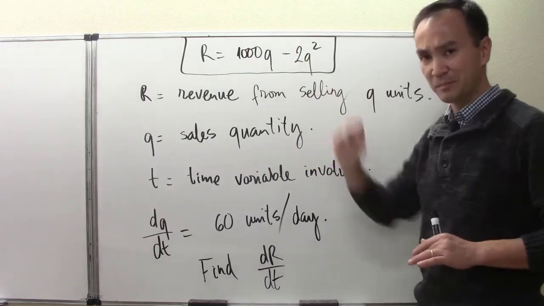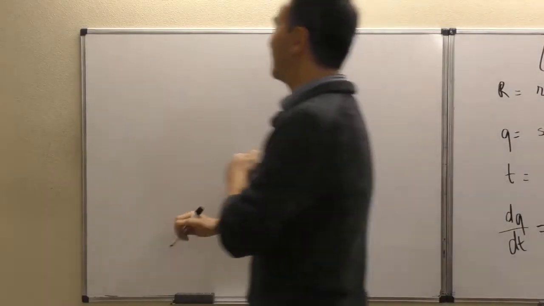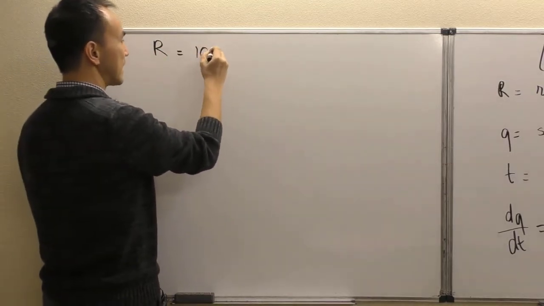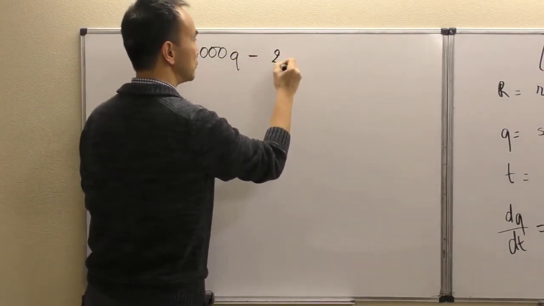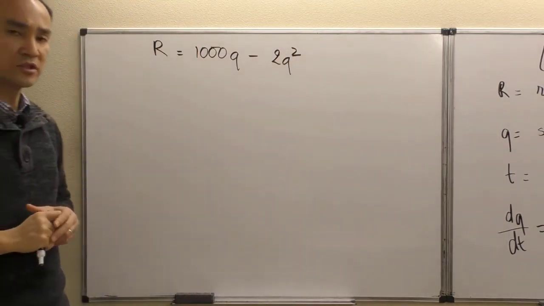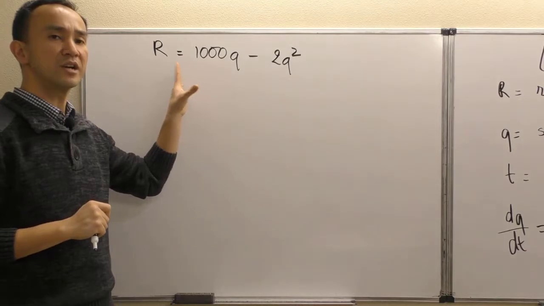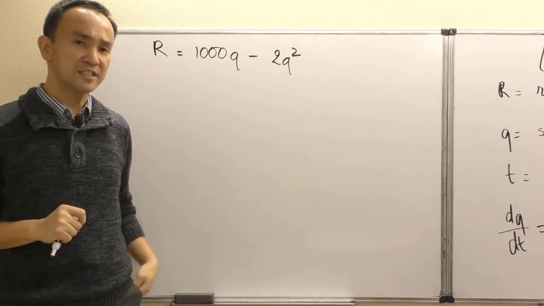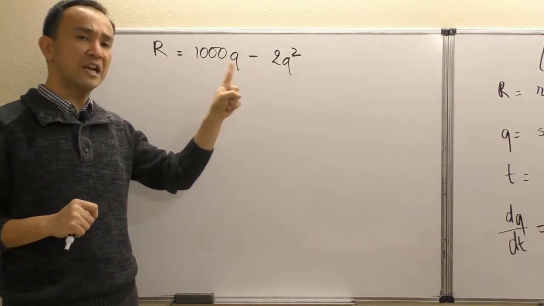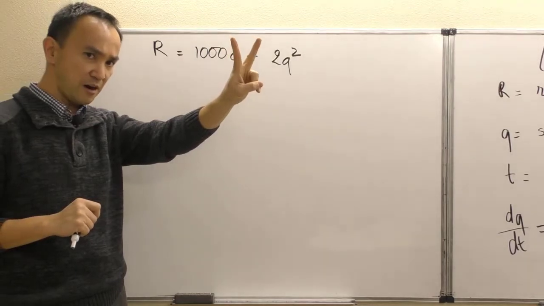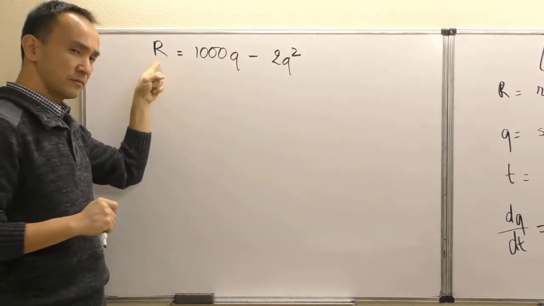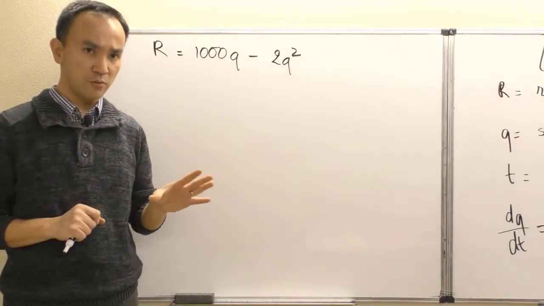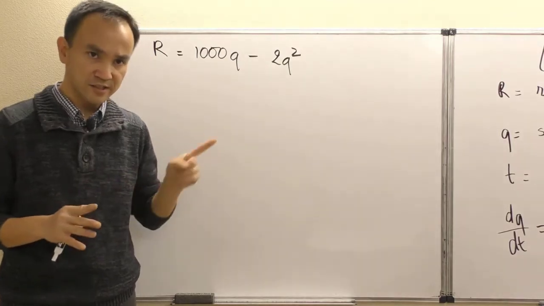So I'm going to go to my other board space. With our equation written as R equals 1000q minus 2q squared, I'm about to find the related rates from this equation. So far this equation only relates two variables, the revenue and the quantity. Only those two variables. And we know that we're about to work with the two rates, dq dt and dr dt.